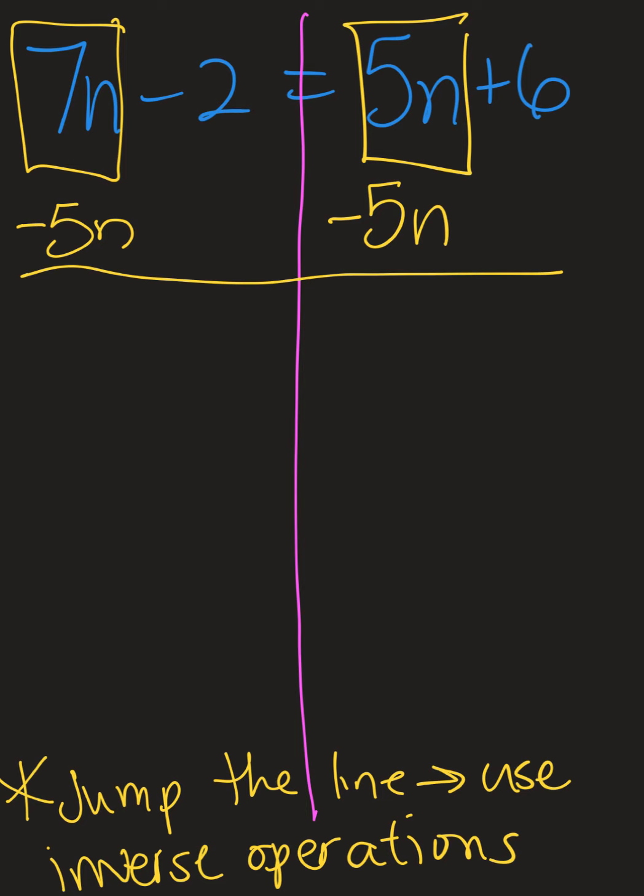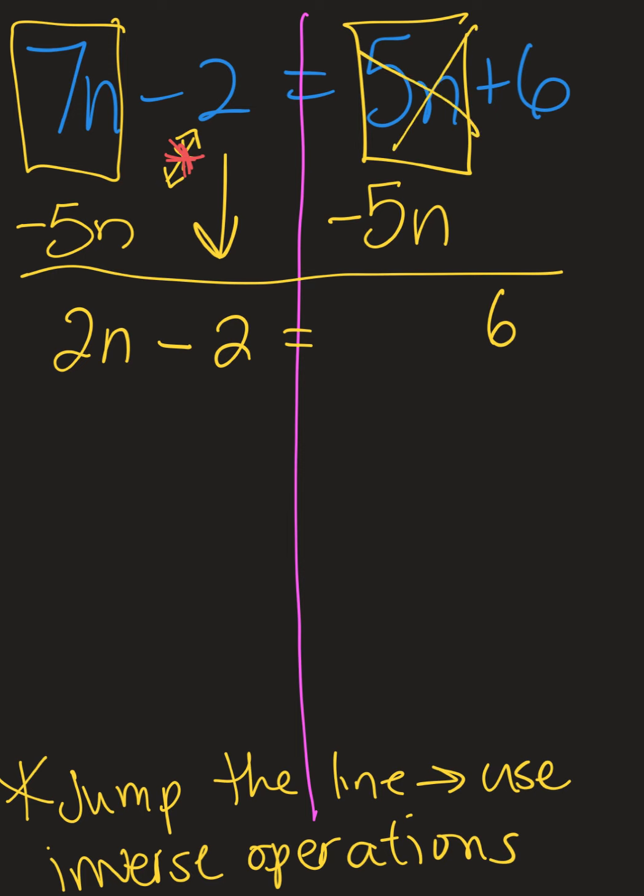7n minus 5n, because these are like terms, I cannot combine it with this because they're not like terms, right? So those are not like terms, so I can't do anything with that. So 7n minus 5n is 2n. I still have this 2. It's negative, so I'm going to bring it down. And then, of course, I have my positive 6 over here, because 5n and negative 5n cancel out.